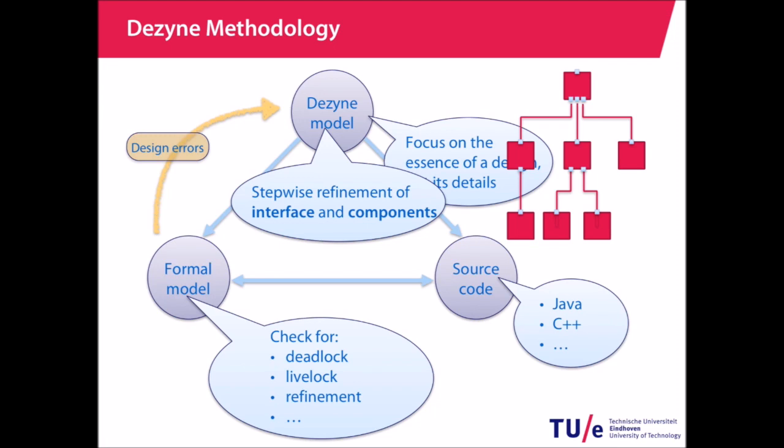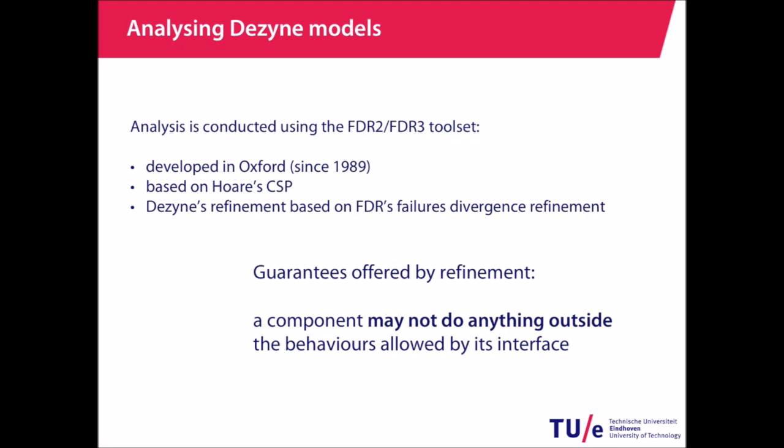It's not going to be a very theoretical talk, even though I'm from university, but I think it's good for the motivation of this talk to go into some details. So the analysis that is run in Dezyne is actually based on the analysis that you can conduct using the FDR2 or FDR3 tool set, which is developed in Oxford, and the first incarnation of that tool was already in 1989, which is nearly 30 years ago, right? Actually, right. So it's based on Hoare's process algebra, communicating sequential processes.